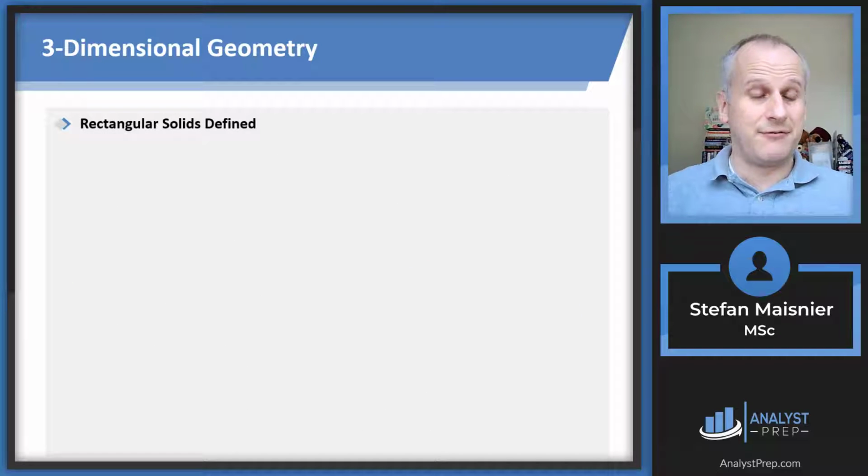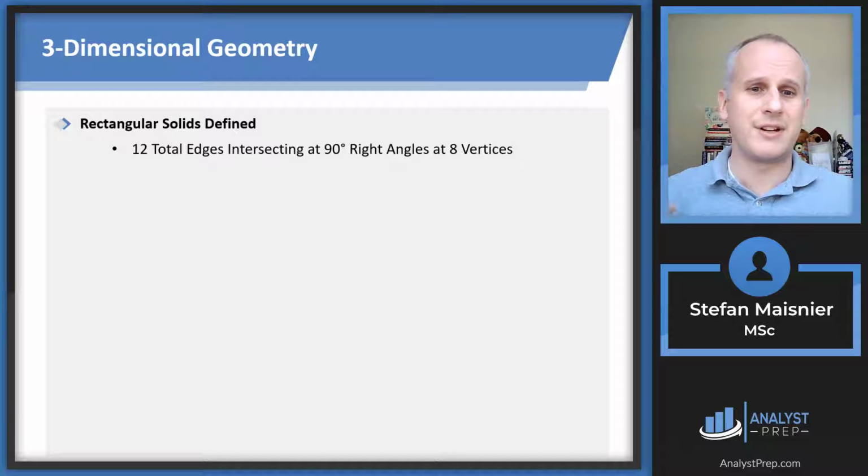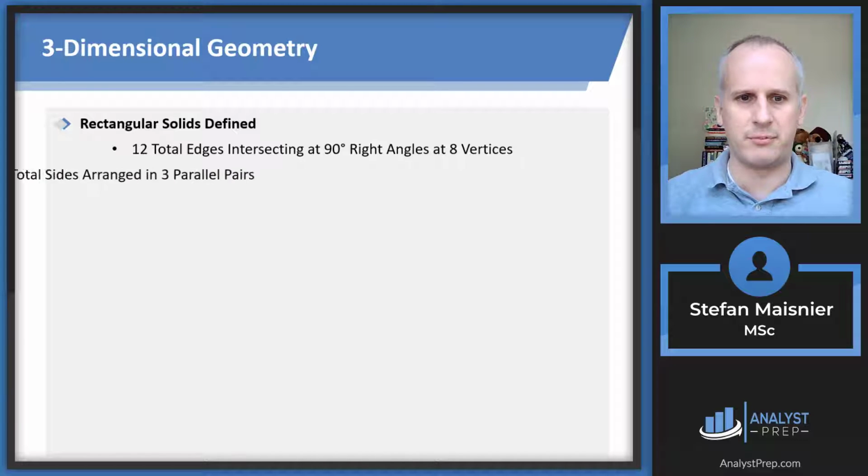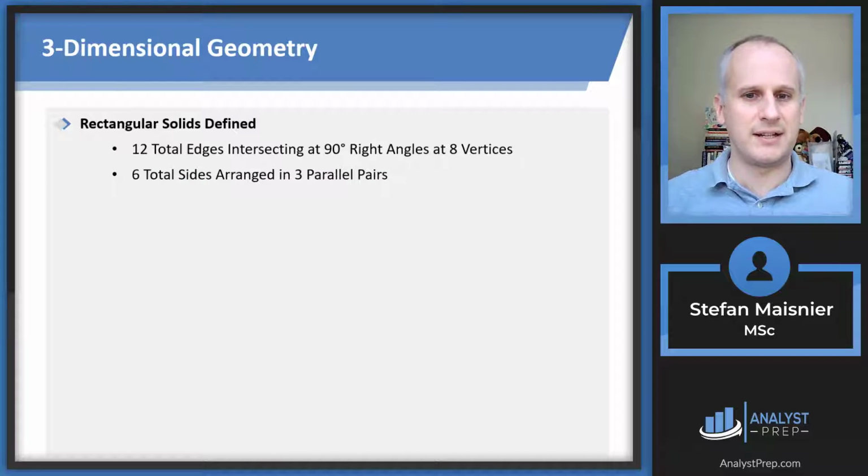So then let's just define a rectangular solid such as what we just saw. So first, you're always going to have 12 total edges intersecting at 90-degree right angles at 8 vertices. So you're going to have 8 corners for every box. You're going to have 6 total sides arranged in 3 parallel pairs. So every opposing side is parallel.